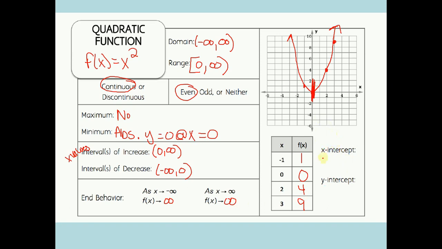Now let's take a look at our x-intercept. Looks like it's (0, 0). And then we also have a y-intercept of (0, 0) as well. So that's what our parent function of a quadratic looks like. Of course, it's going to move around, it's going to do some shifting, stuff like that.